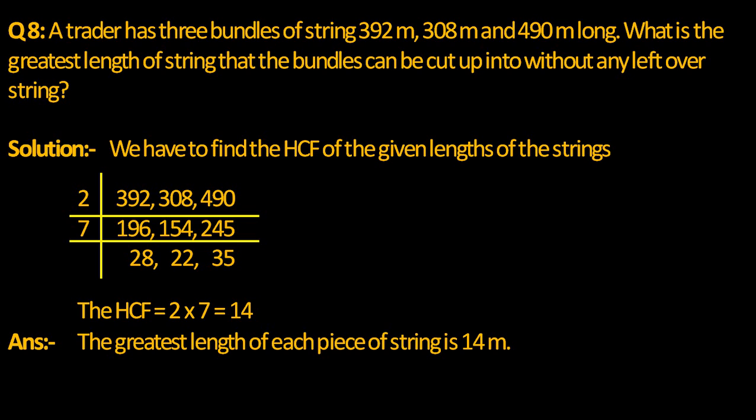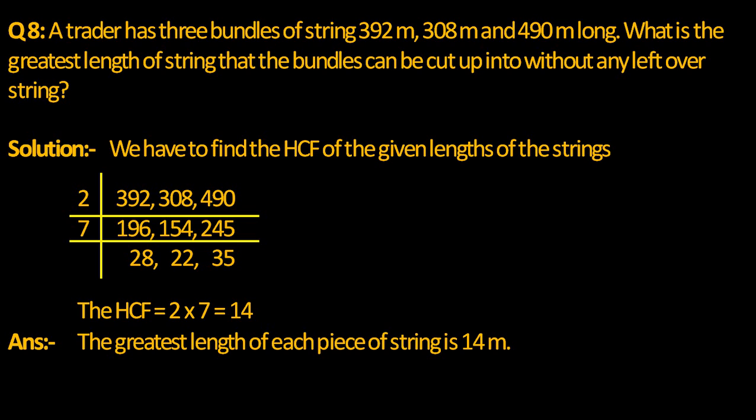392, 308, 490. We will factorize them. We start with 2. 196 is going to give you 392. 154 is going to give you 308. 245 is going to give you 490.